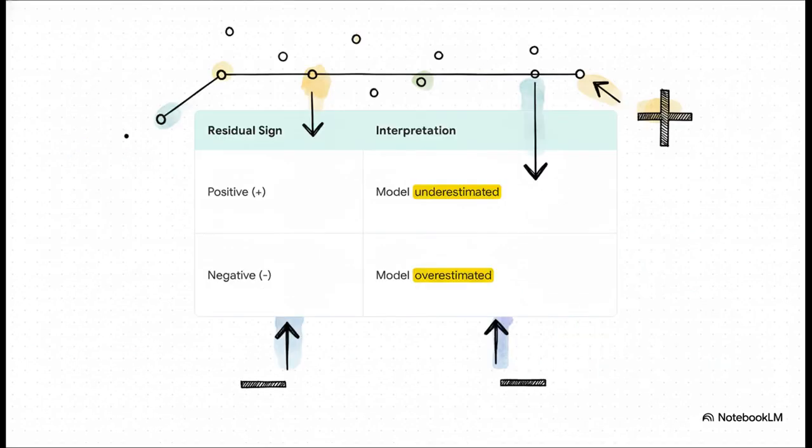And the sign of that number is super important. A positive residual, like the plus 2 we just got, means the actual value was higher than what we predicted. Our model underestimated. A negative residual means the opposite. The actual value was lower than our prediction, so our model overestimated.